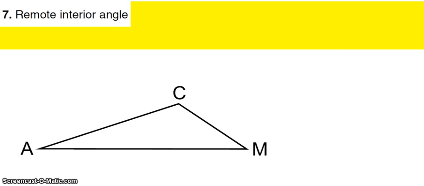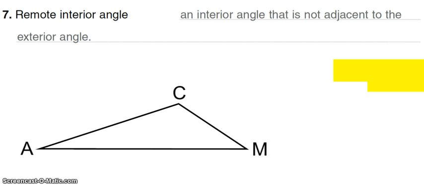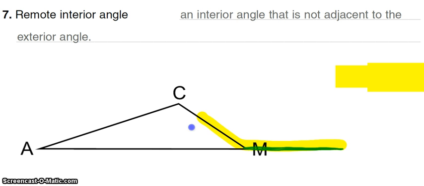Remote interior angles. It's an interior angle that is not adjacent to the exterior angle. Now if I draw this exterior angle again, right here, and let me highlight the exterior angle. This right here, if this is my exterior angle, the remote interior angle, and actually there's going to be two of them, will be angle A and also angle C. That is your remote interior angle.